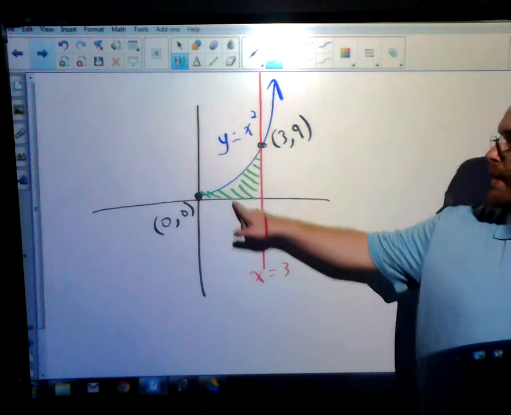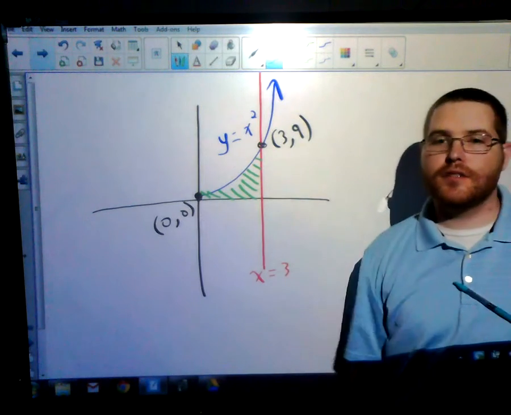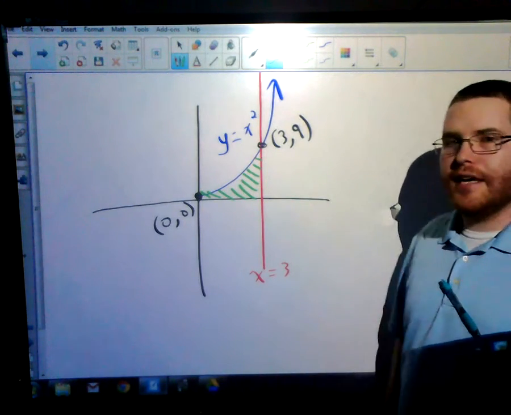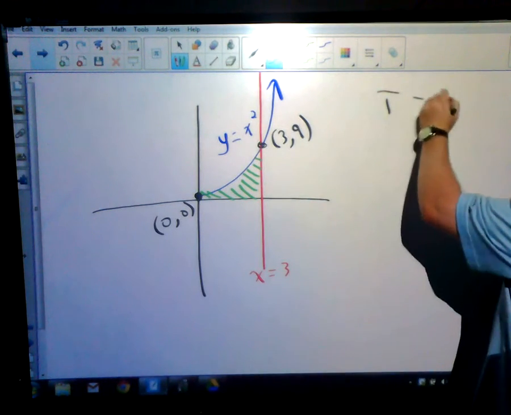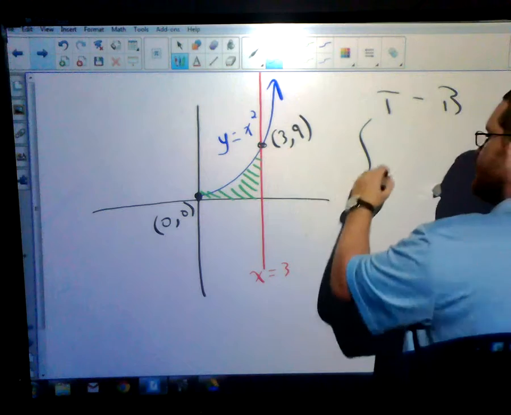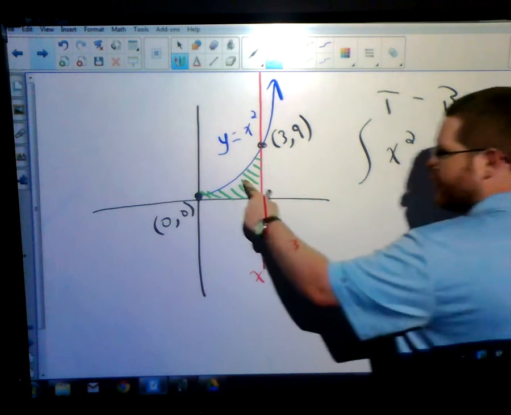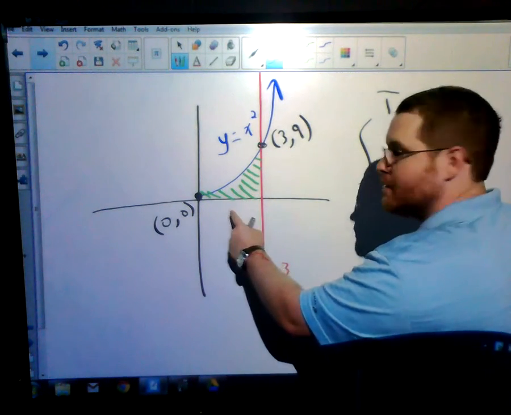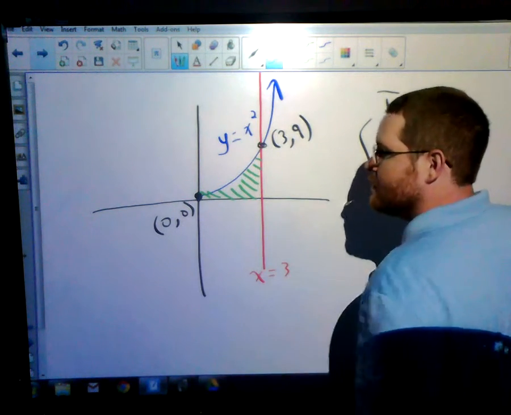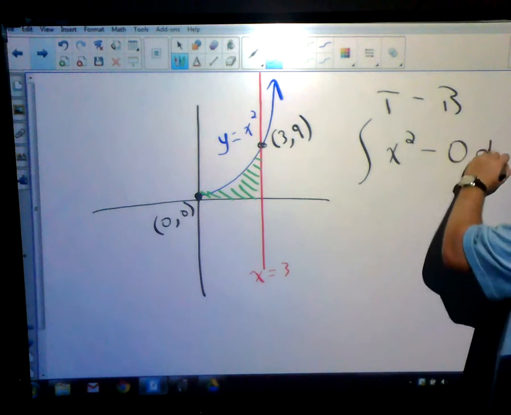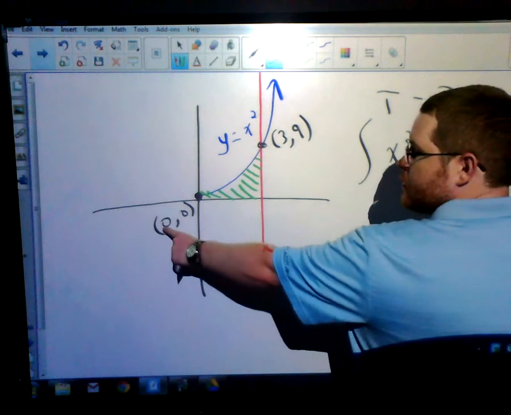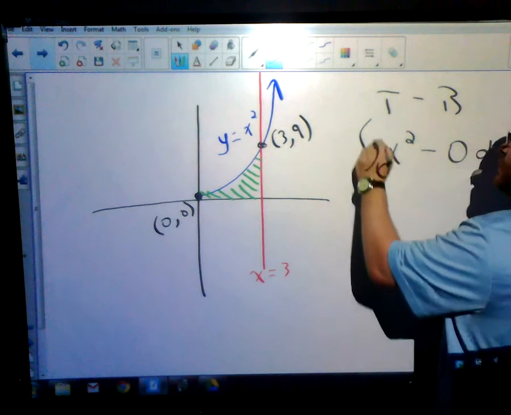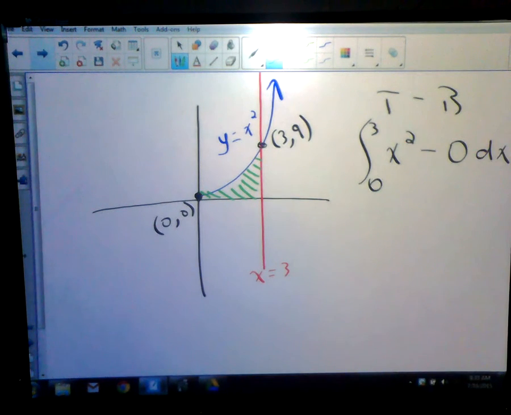Do I want to do top minus bottom, or do I want to do right minus left? You can do either one in this case, and neither one is easier. If I wanted to do top minus bottom, the top function is x squared. There is no bottom function. Yes, there is. What equation is this? y equals 0. What are the bounds in this case? Well, the bounds are the x values. Starts at 0, goes to 3. That's one way to do this problem, and you can do the calculus from there.